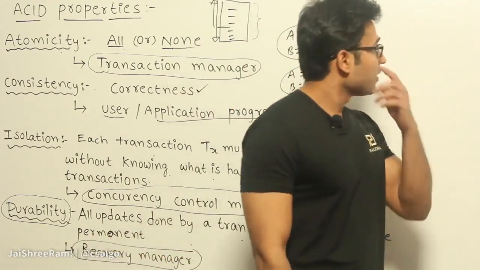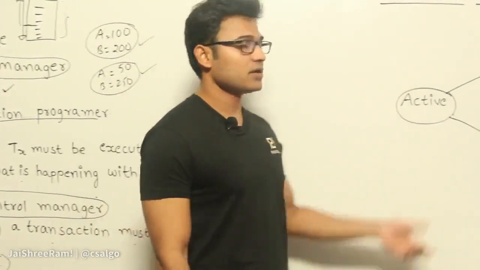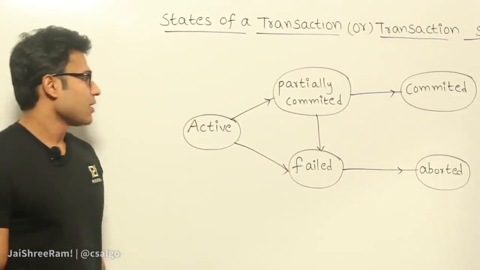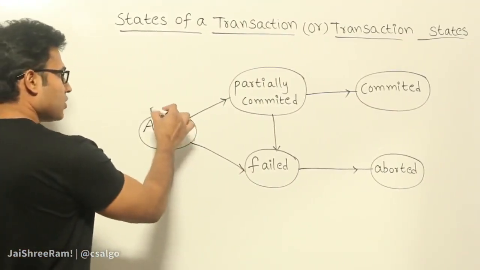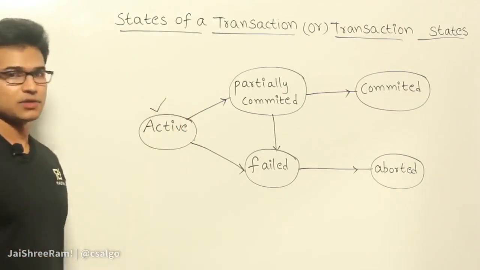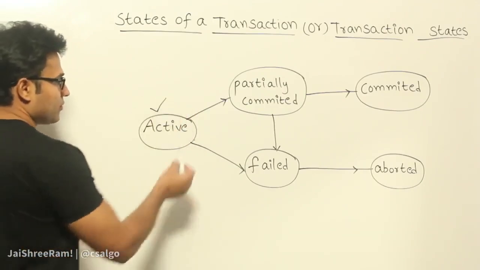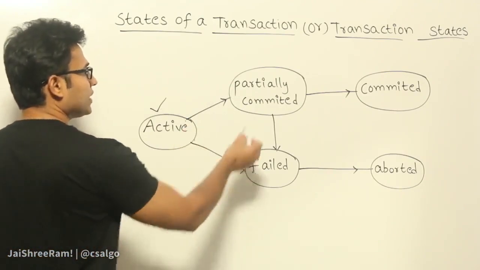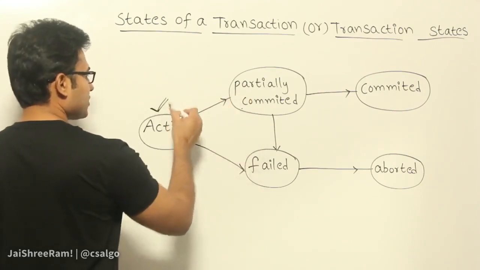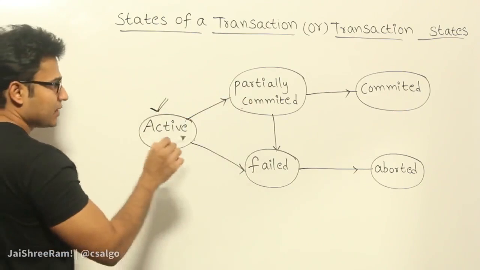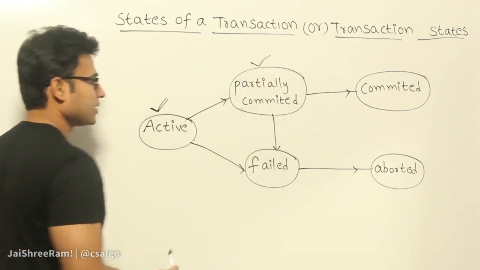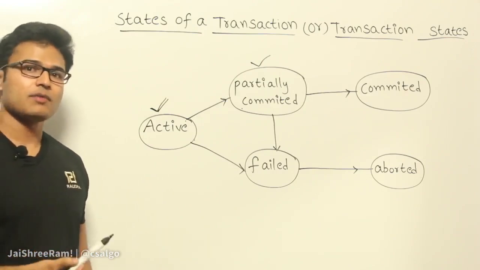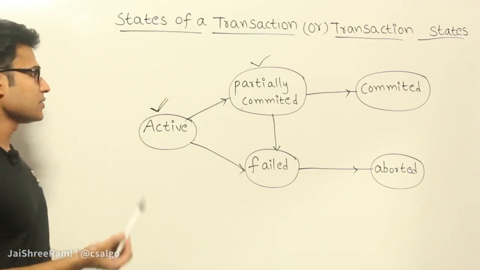Now let's see the states of a transaction, or transaction states. Whenever a transaction starts, it becomes active. Active means it has actually started. When it is in the active state, it is going to get executed, and while it is executing, you can say that it is partially committed. Partially committed means whatever changes are done by the transaction, you have not made them permanent, right? So it is partially committed.